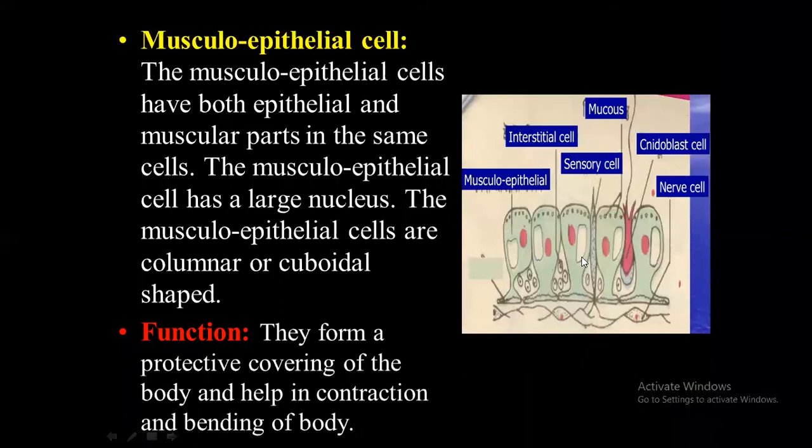Okay, muscular epithelial cell. The muscular epithelial cells have both epithelial and muscular parts in the same cell. The muscular epithelial cells have a large nucleus. It is the figure of muscular epithelial cells. All are muscular epithelial cells. Look, their nucleus is very large. The muscular epithelial cells are columnar or cuboidal shaped. Function: they form a protective covering of the body and help in contraction and bending of the body.